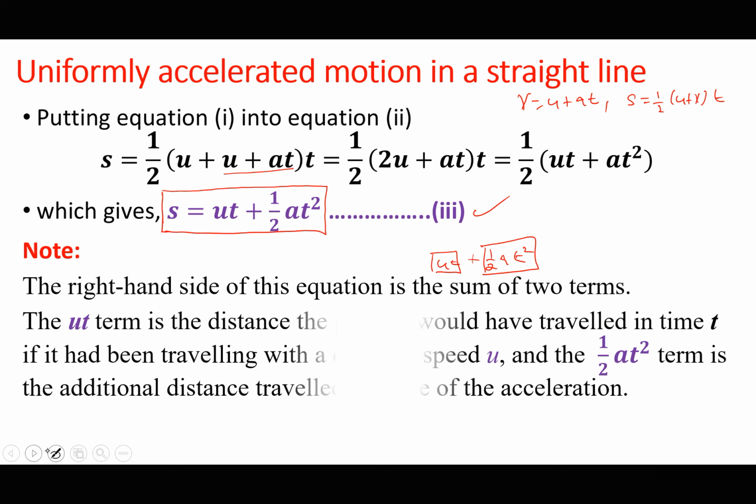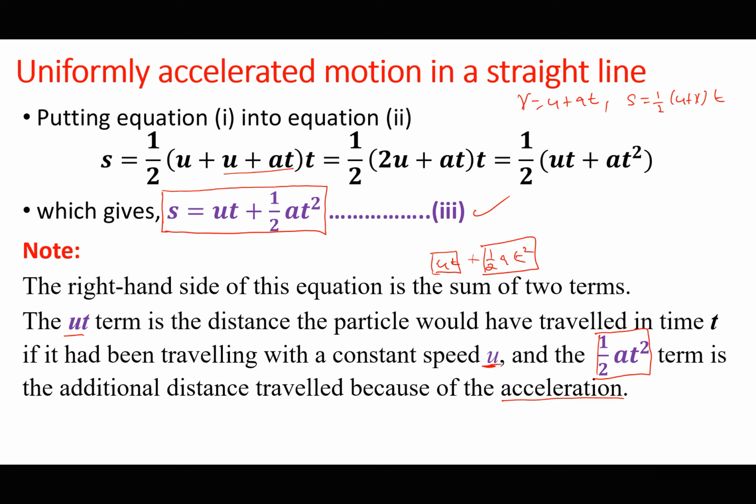So the ut term is the distance the particle moves if the velocity is constant. It is the distance the particle would have traveled in time t if it had been traveling with a constant speed u. If it was to travel with a constant speed u, then the acceleration would be zero. So the ut term is the distance it would cover. And this half at squared term is the additional distance it traveled because of the acceleration.